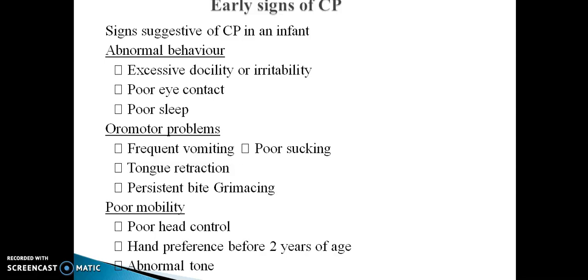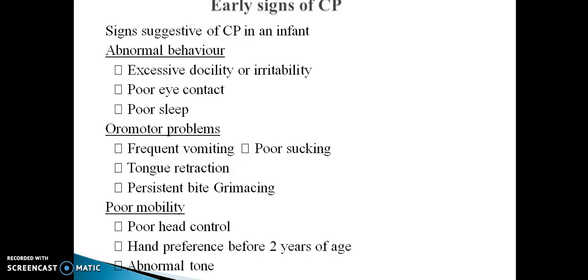Early signs of cerebral palsy. What are the signs suggestive of cerebral palsy in an infant? We are not talking about a neonate, so after the age of the first month, if I see an infant with abnormal behavior. What are the abnormal behaviors which are early signs of cerebral palsy? Excessive irritability, a child who is always crying, highly irritable, not comforted by anybody, constantly crying, poor eye contact, and poor sleep, a very bad sleeper. These are the abnormal behavior signs which are early signs of CP.